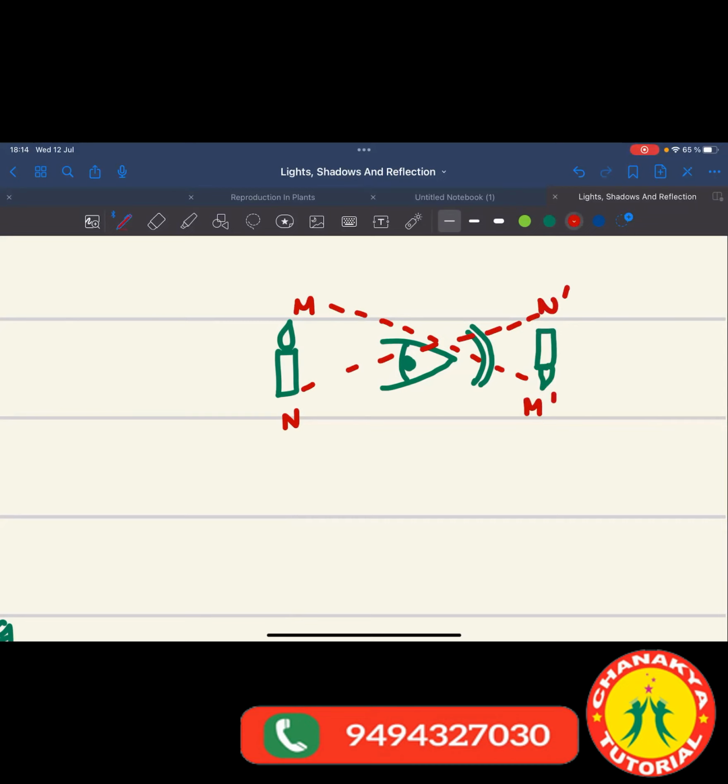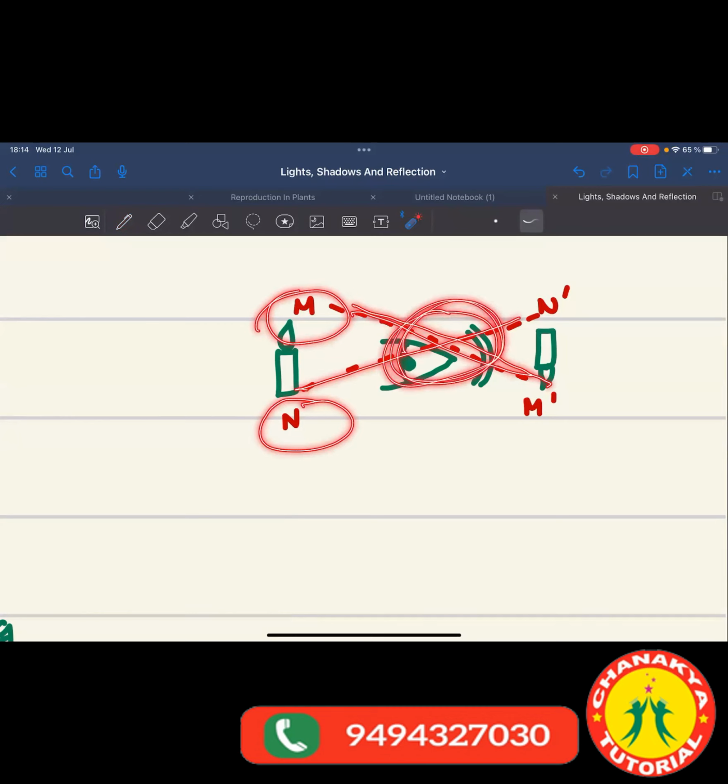So here you can see two light rays, one on the top, one on the bottom. They are both touching or crossing each other. This is called converging. This phenomenon is only converging, and this converging is happening in your eyes.